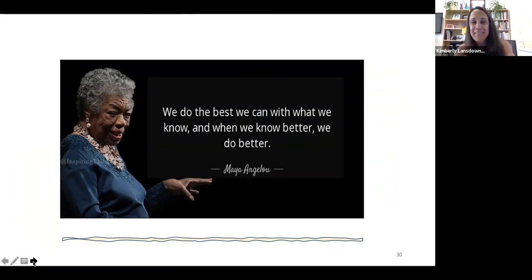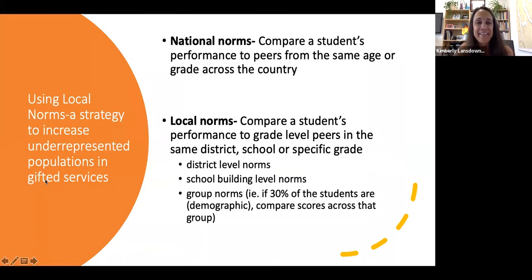Which leads so beautifully, what a beautiful segue right into this quote. So we do the best we can with what we know. And when we know better, we do better. I love that. So one of the concepts that has been around for a long time, but during COVID and this push to find underrepresented populations in gifted programs, we are saying that using local norms is a strategy to help you increase your underrepresented populations.